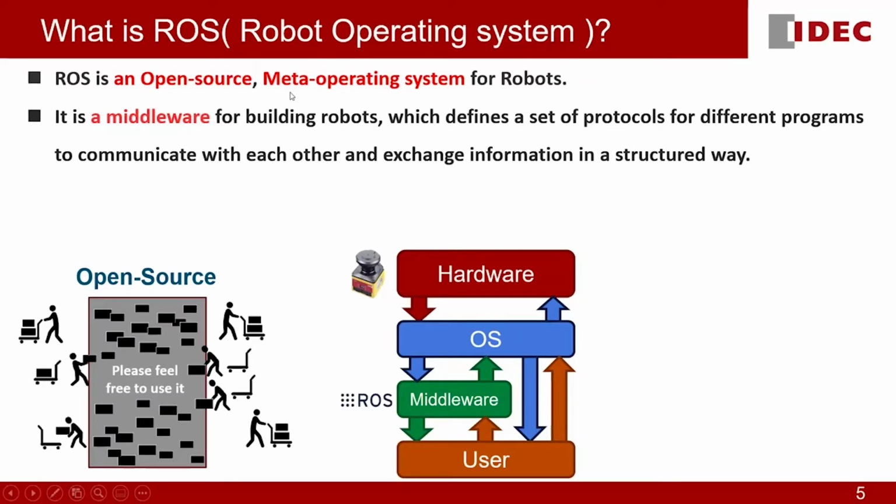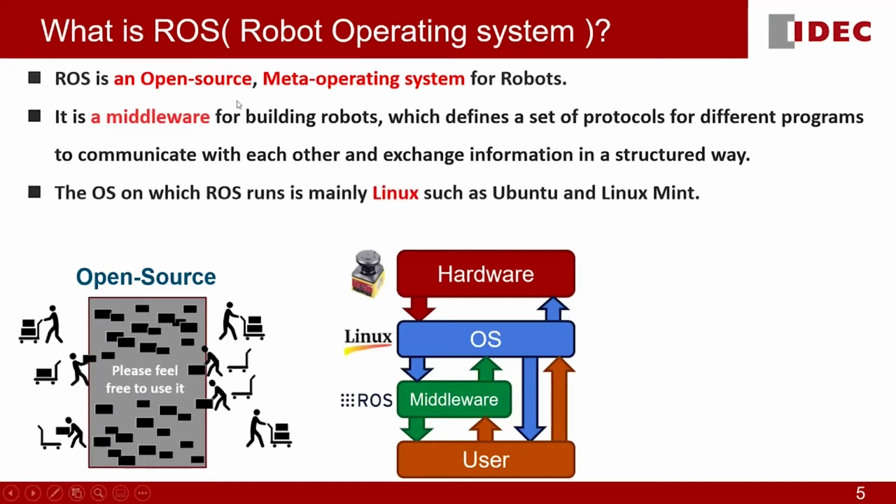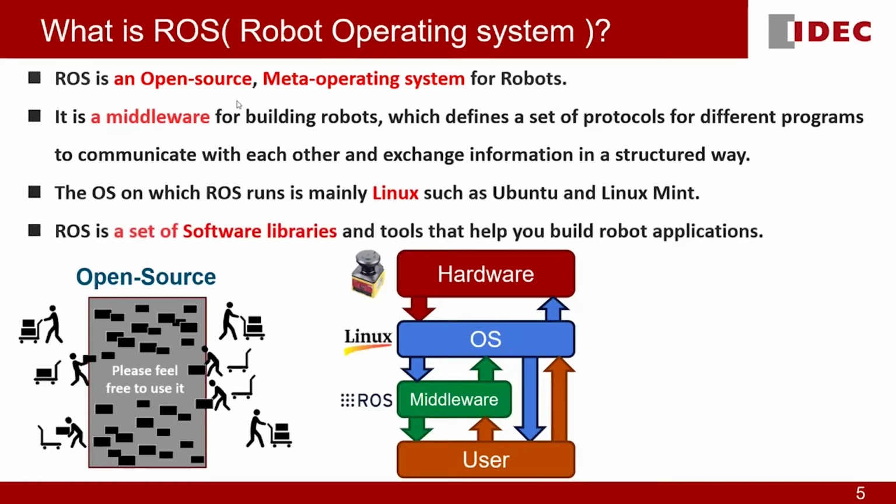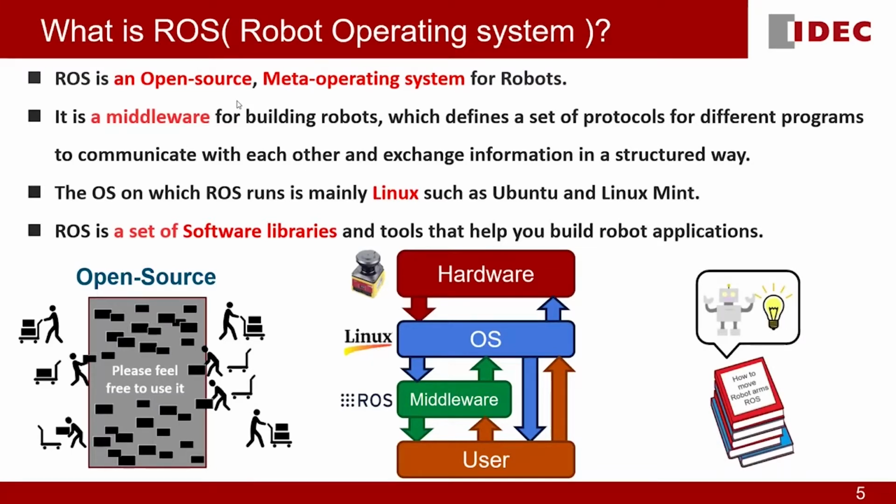Let us see what a meta operating system means. It is actually built on top of the operating system and allows different processes, those are nodes, which we'll see a little later, to communicate with each other at runtime. Majorly, ROS runs on Linux operating systems such as Ubuntu and Mint. ROS is built up with a set of software libraries and tools which help us to build our dedicated applications with ease. Since it's open source, libraries get updated and more libraries are integrated.